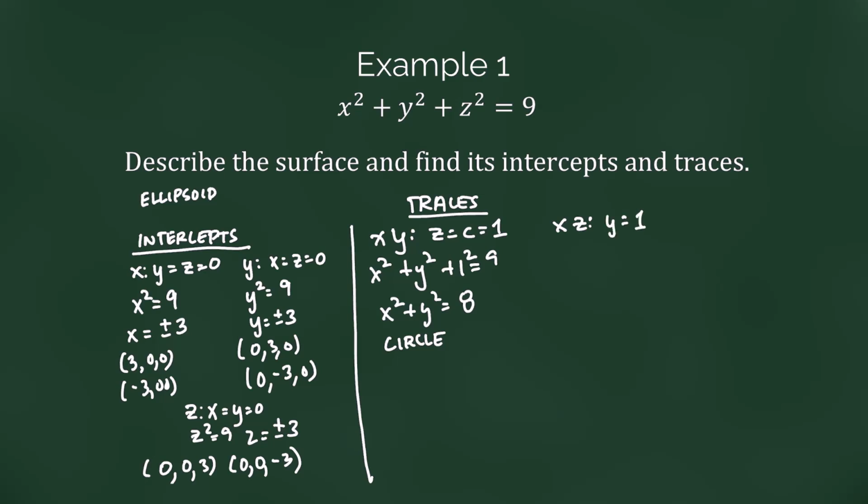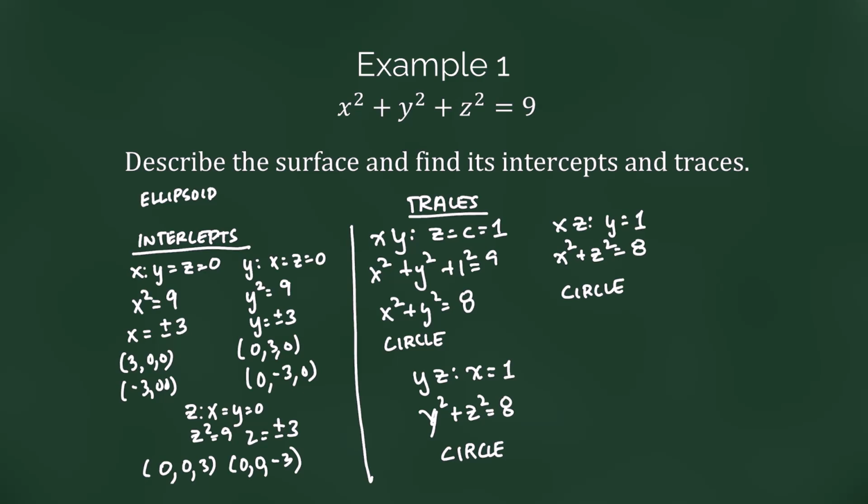Just picking 1, I can pick any number I want, but of course now I'm going to get x squared plus z squared is equal to 8, which is again going to be a circle, and that circle is going to be in the xz plane parallel to the y-axis. And probably you can see here, if we do the yz trace, now we let x be a number, and again here we'll have y squared plus z squared equals 8, and we once again have a circle, which is a very specific type of ellipse.